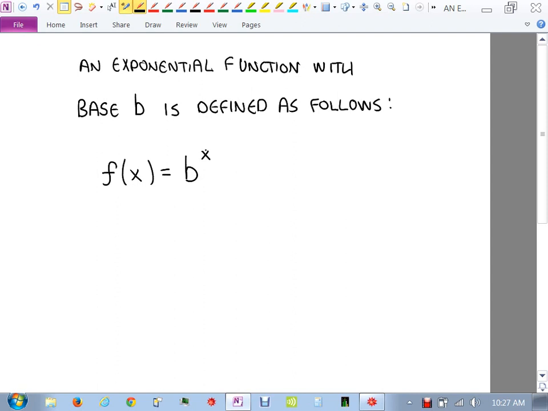So the b is called the base. Now here are the restrictions on b. b must be greater than 0. So you cannot have a base of 0, and you cannot have a negative base. Also, b cannot be equal to 1. Why not? Why do you think you can't have 1? Okay, what's 1 raised to any power?